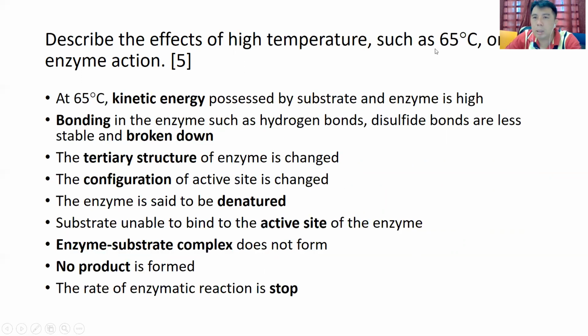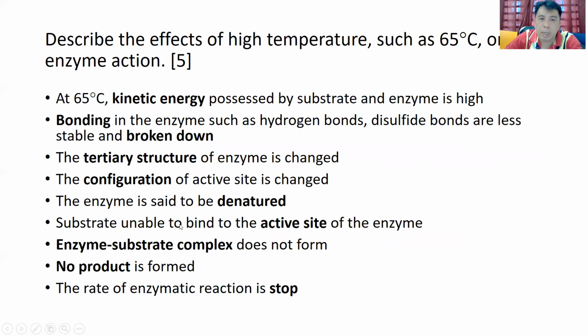How about the temperature at 65 degrees Celsius? At 65 degrees Celsius, most of the enzymes are denatured. The kinetic energy possessed by the substrate and enzyme is high. Then the bonding in the enzyme, such as hydrogen bonds and disulfide bonds, are less stable and broken down due to the high kinetic energy. Then the tertiary structure of the enzyme is changed, the configuration of the active site also changes, and the enzyme is said to be denatured.